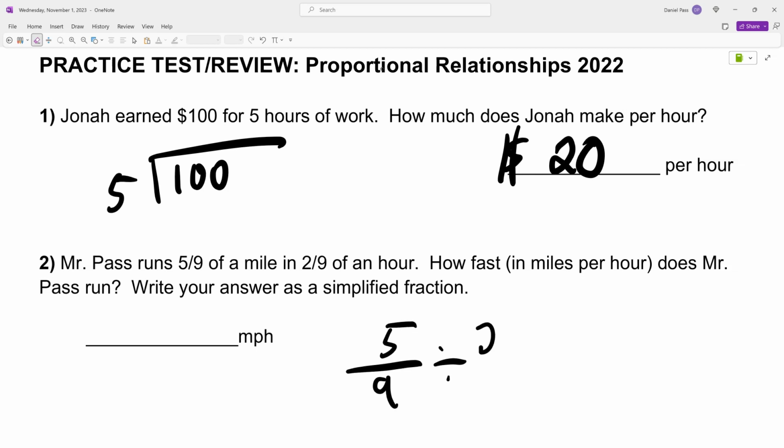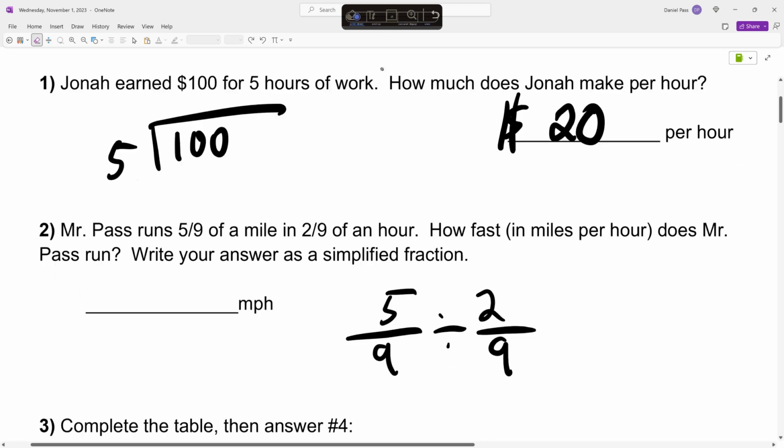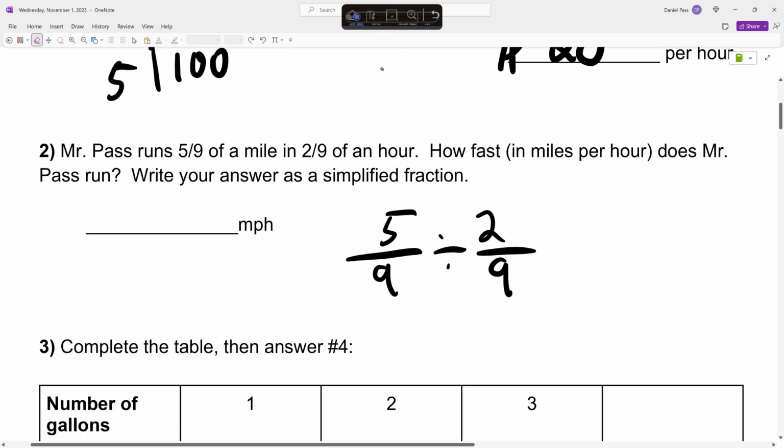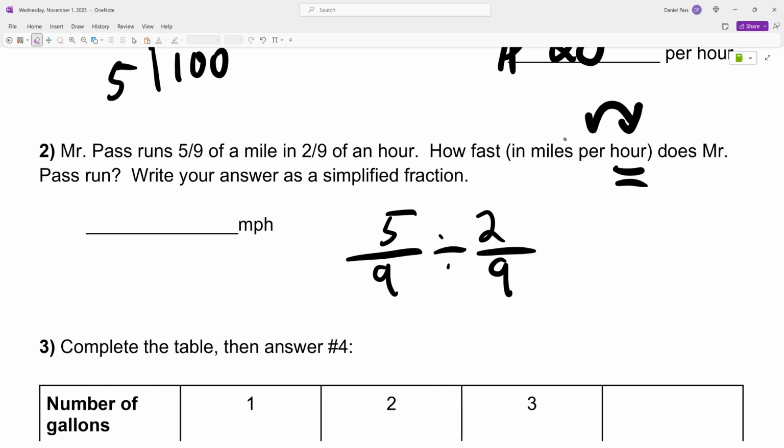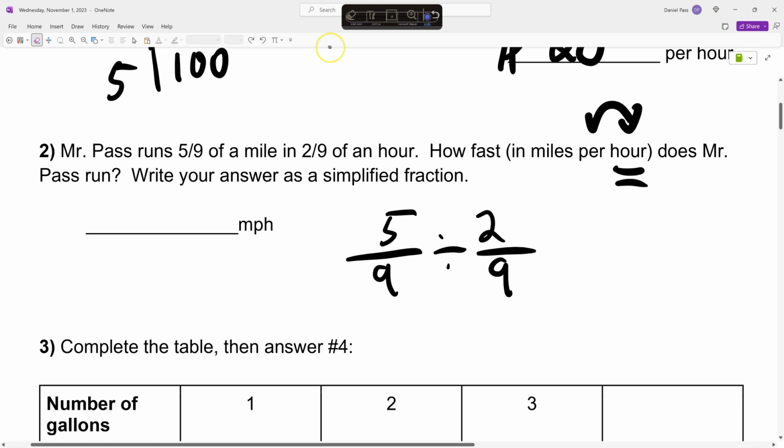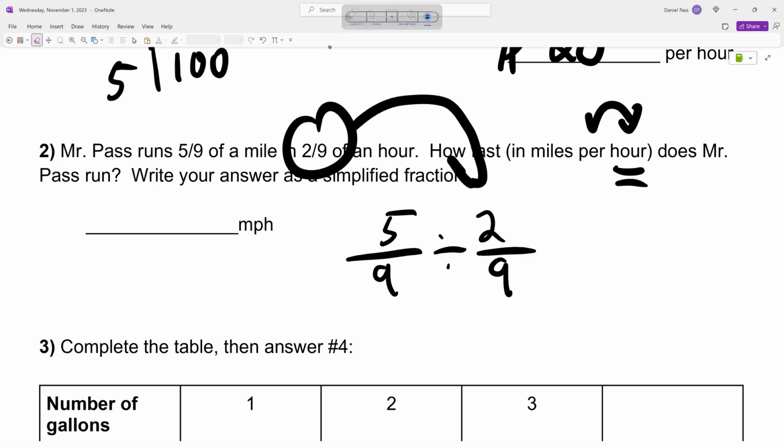Okay, that's correct. Now, why did you divide by 2 over 9? Why didn't you do it the other way around? This is important, everybody. Because it said miles per hour. Right. So whatever word is next to per, which is hour, means that the number next to hour is the one we divide by. This is important. So if you're studying at home, make sure you remember that.